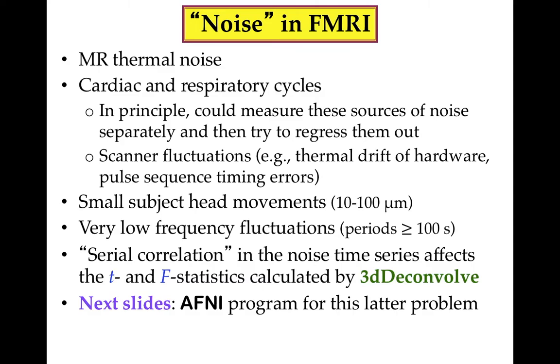Where does noise in fMRI come from? It comes from MR thermal noise, the fact that MRI signal comes from charged particles in the body being manipulated by the magnetic fields, and there are other charged particles which are just moving around randomly because they're not frozen in liquid helium, and those also contribute MRI signal, which is just called thermal noise. That's not really very big compared to some of these other things, though.